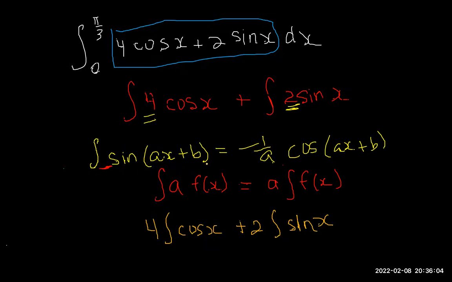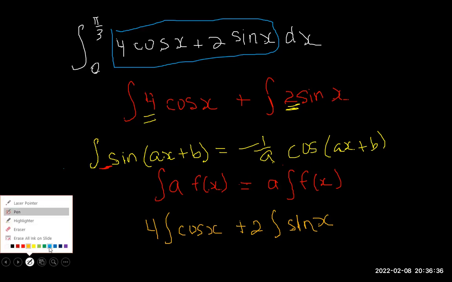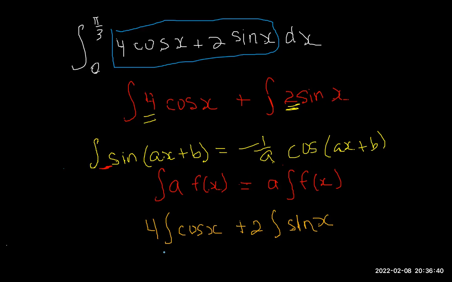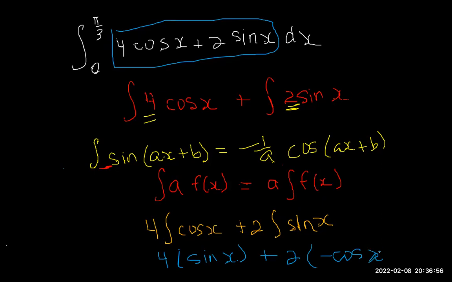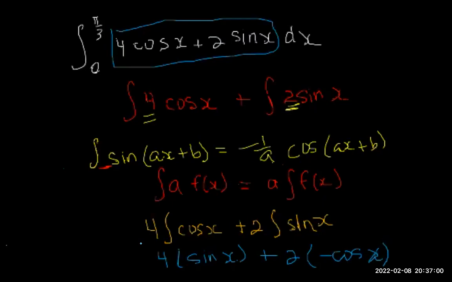So saying the integral of 4 cos x is the same as saying 4 multiplied by the integral of cos x. Now I have it in a form that I can use. I have my trig function here, and I know a rule to help me integrate it. For the cosine function, the integral of cosine ax plus b is equal to 1 on a sine ax plus b. When I integrate this, I'm going to get plus 2, and the integral of sine x is going to be minus cos x. And I simplify from there.